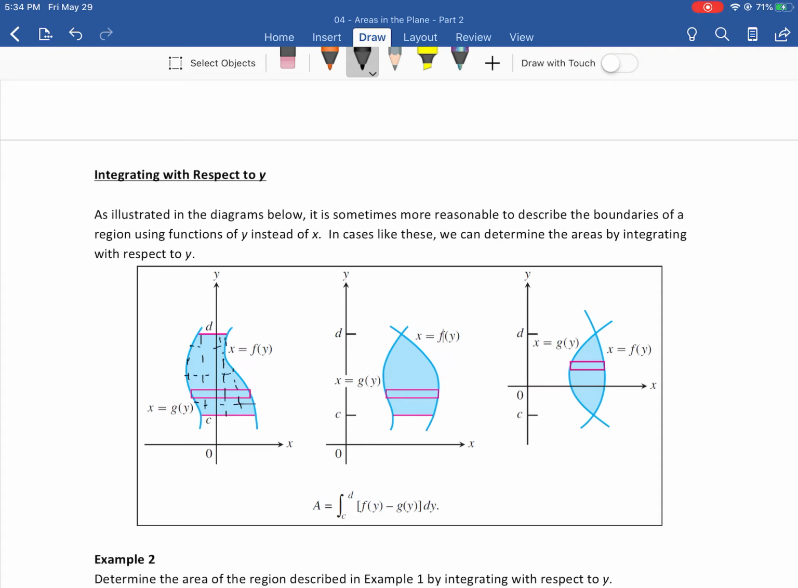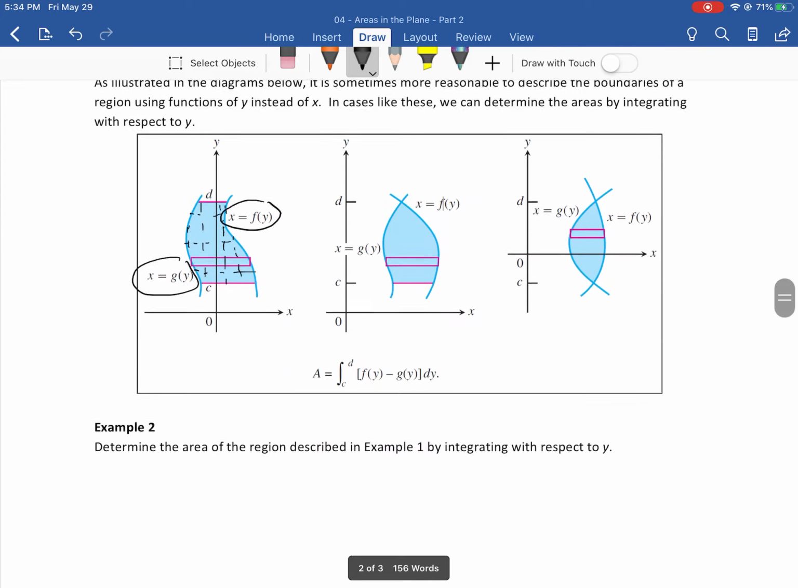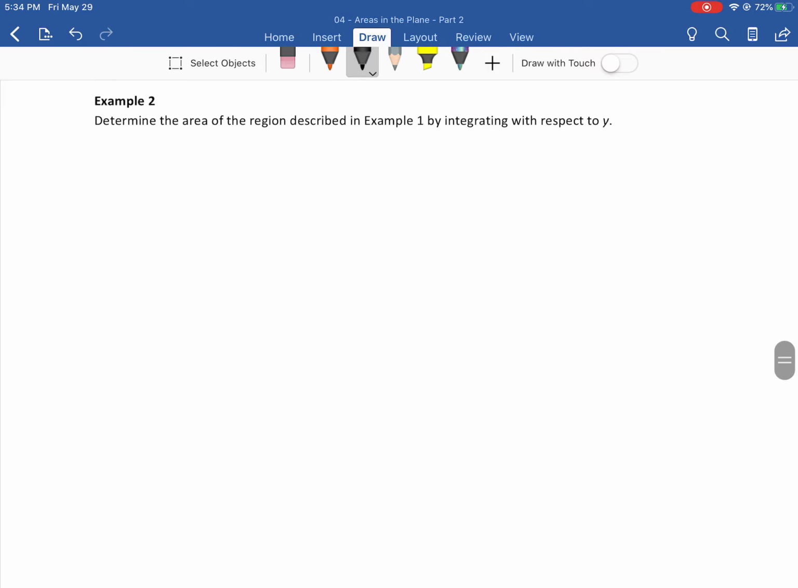But notice if you do it horizontally, do you see the right and the left is constant? The f function is always the right-hand function, and the g is always the left-hand function. Now, it won't always be this simple, but you want to have this other weapon available, to integrate with respect to y instead of with respect to x. The big thing is you've got to get it as a function of y instead of a function of x. So you've got to solve for x, decide what's right and left, and then go from there.